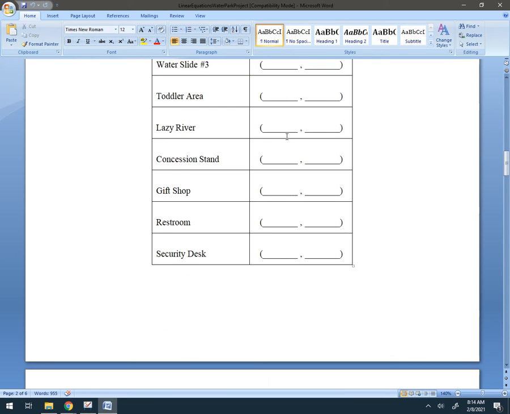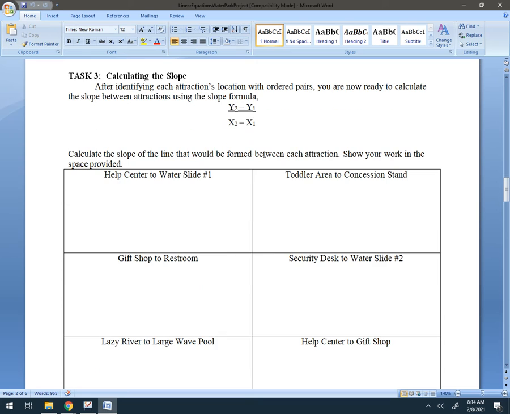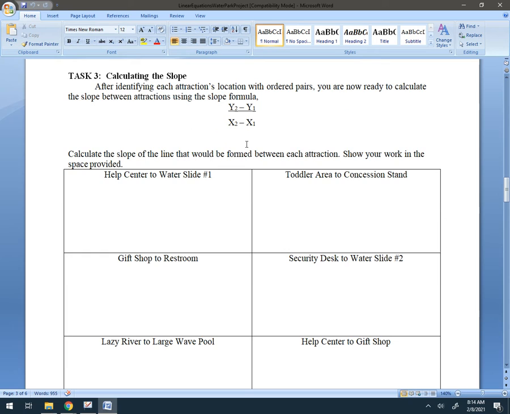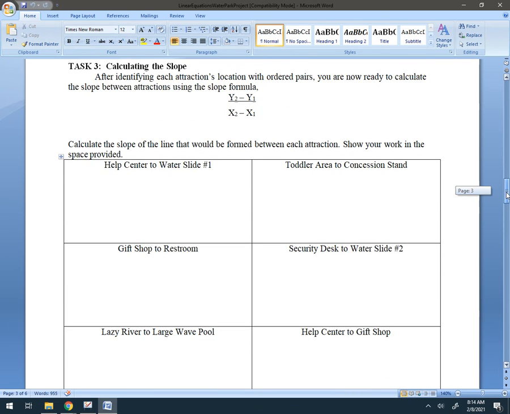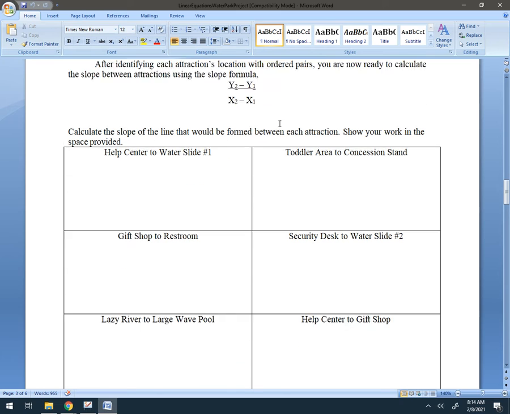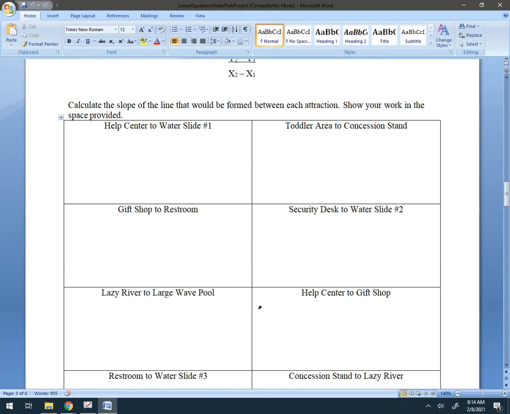After you finish writing your points, the next thing you're going to do, which is the last thing, is calculate the slope between different attractions. So you're not going to draw lines on your graph and mess up your water park. You're going to use the formula we've talked about, y2 minus y1 over x2 minus x1, to figure out the slope, and you're going to find the slope between each attraction.